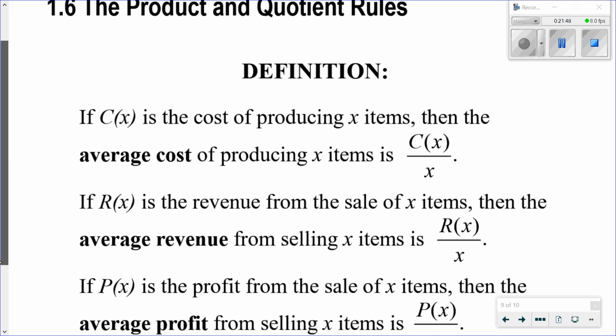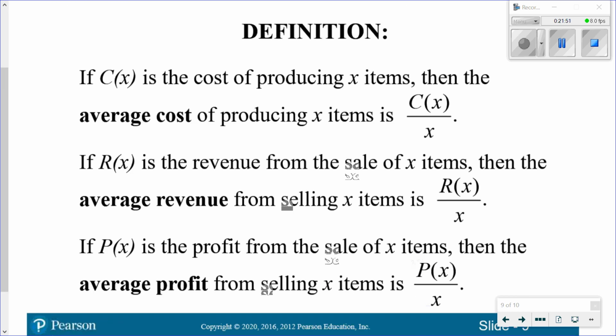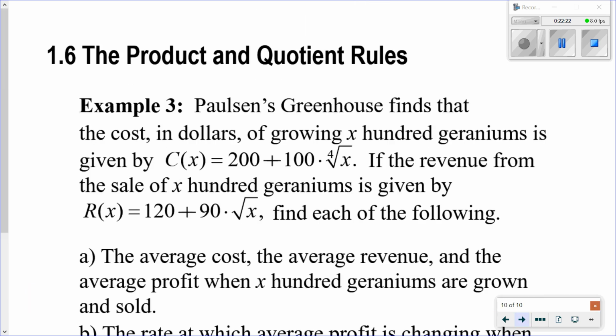And the last part, we are in a business calculus class. So we want to talk about average cost, average revenue, and average profit. Average cost would be taking the cost function and dividing by the number of items made. That will give you average cost. The average revenue is the revenue divided by the number of items sold. And the average profit is the profit function divided by the number of items sold. So that's just a reminder.